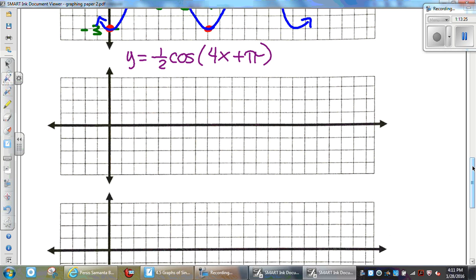Alright, so we decided that because of our phase shift, we were going to start, let's go ahead and label that negative pi over 4. So right here we will have positive pi over 4. Here we will have pi over 2. Here we will have 3 pi over 4.